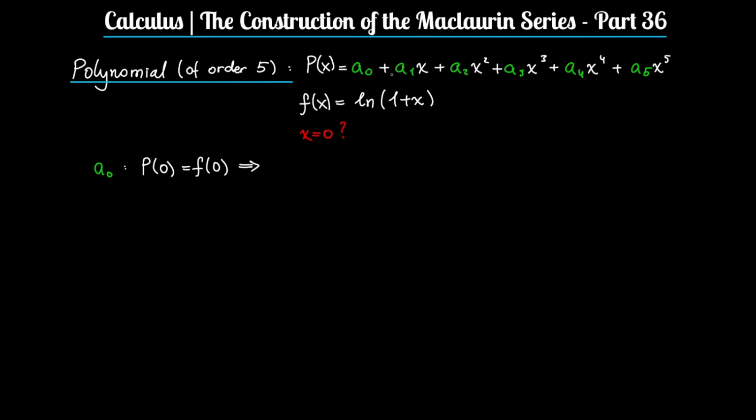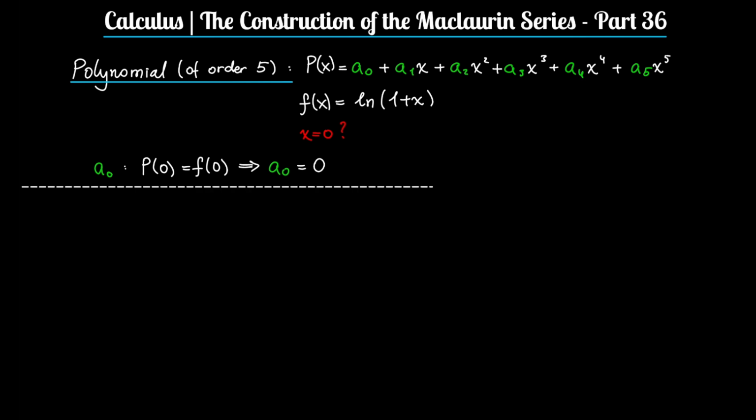To match them, all I have to do is plug 0 into each of them and equate them. Now plugging in 0 into the polynomial leaves me with a0, and plugging in 0 into the function leaves me the natural log of 1, which is just 0. So that means the constant term of the polynomial is 0. In other words, it does not exist. There is no constant term.